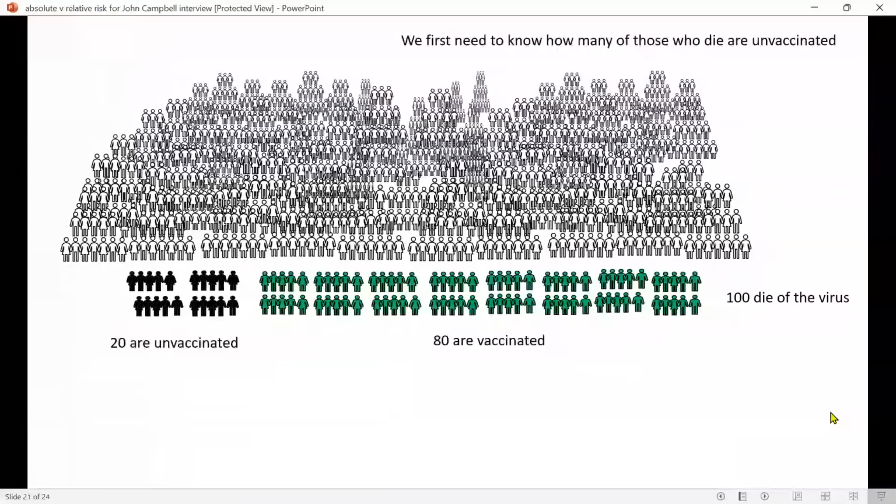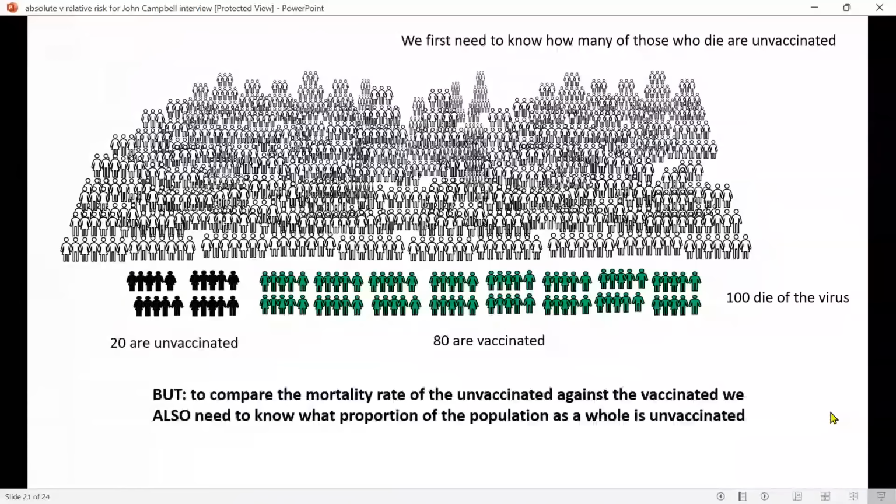Can we from this work out the relative efficacy? No, because in order to compare the mortality rate of the unvaccinated against the vaccinated, we've also got to know what proportion of the population as a whole is unvaccinated. Well, let's suppose we know the proportion is 10% unvaccinated, so 90% are vaccinated.